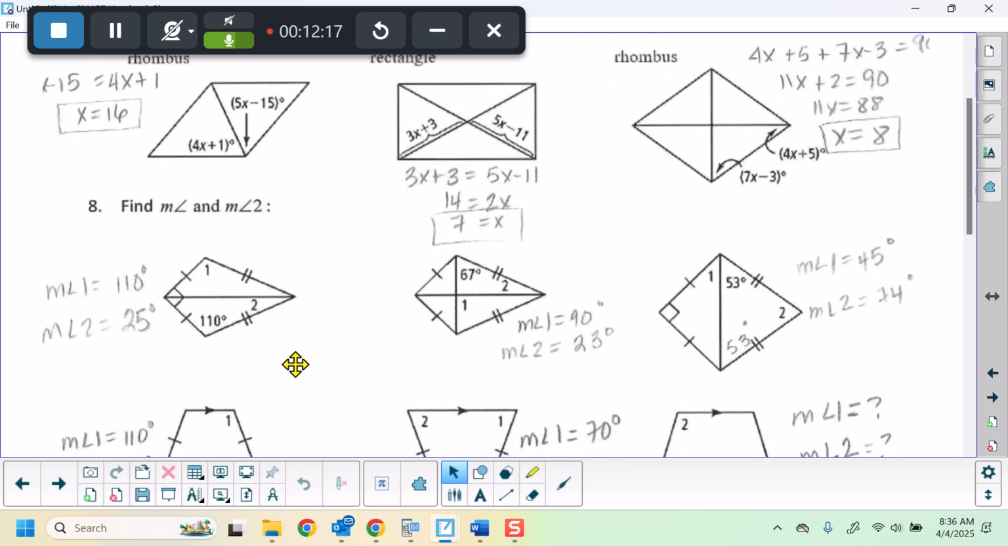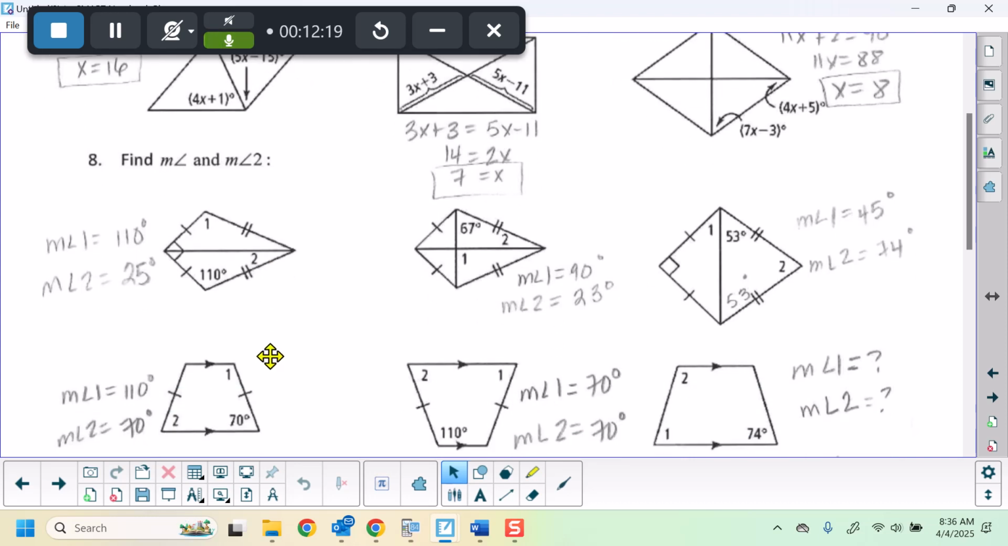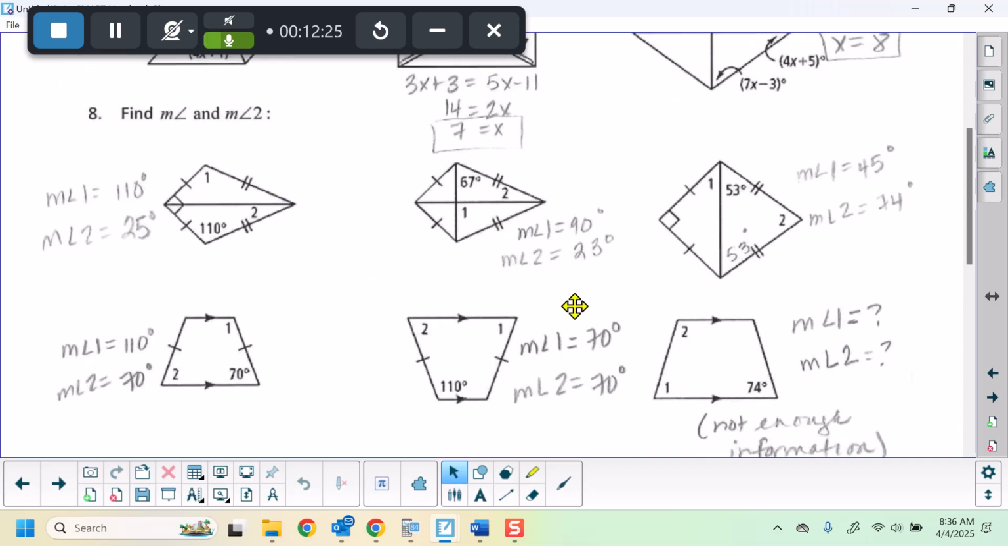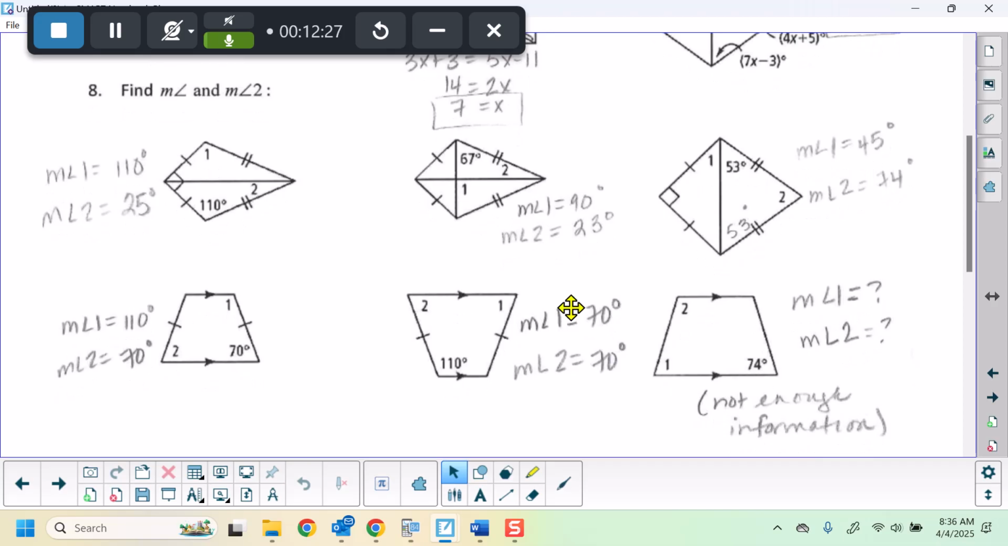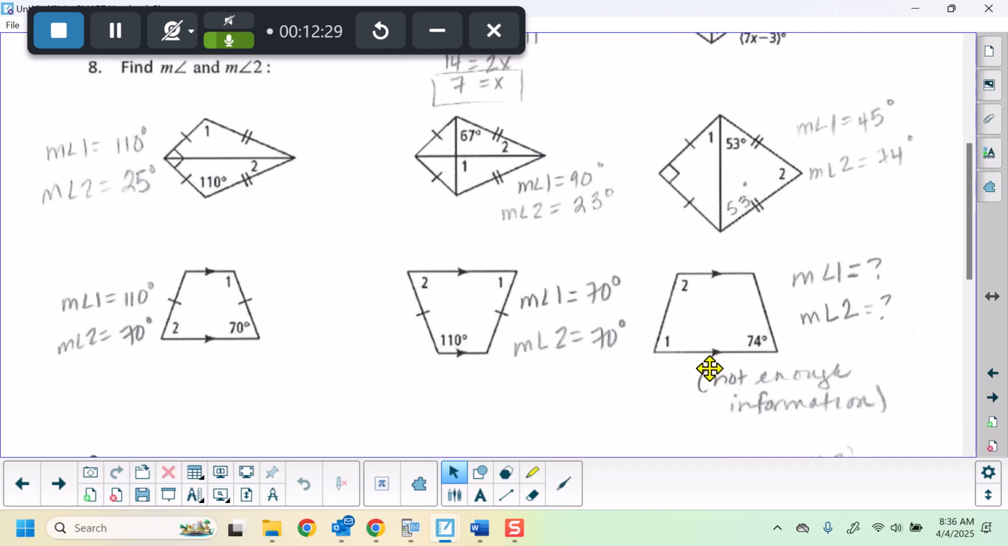Find the measure of angle 1 and 2 for that kite. Any questions on these? And this one, we don't have enough information because I can tell you what this angle is here that nobody wants. I can tell you this one. Anybody want this one? No. But with this, I don't know what this trapezoid's measure is. So that one is not enough information.